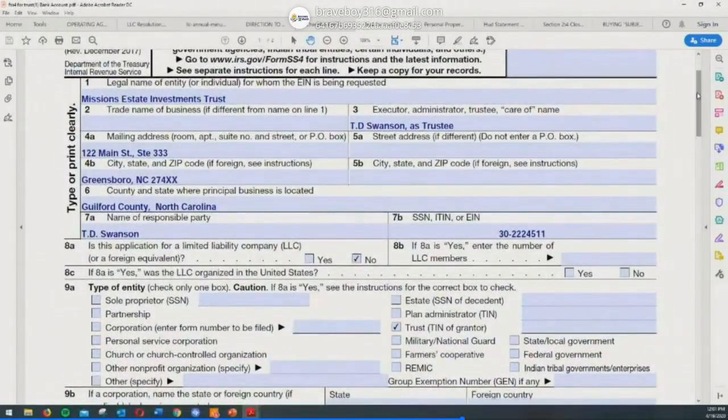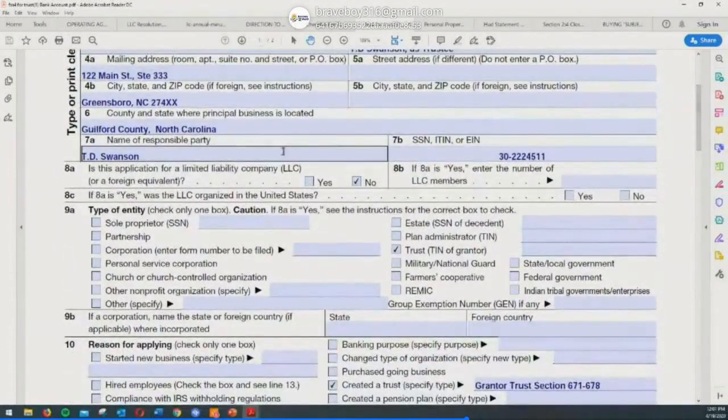If your name was T.D. Swanson, that's who the trustee is. So T.D. Swanson is the trustee. You're going to put in the address to your mailbox or whatever mail service you're using, not your personal residence. The name of the responsible person is going to be you. You're going to put in your social security number here because the IRS wants to know who's trying to open up the account. That still doesn't mean that you have a responsibility to this. So I want you to understand something.